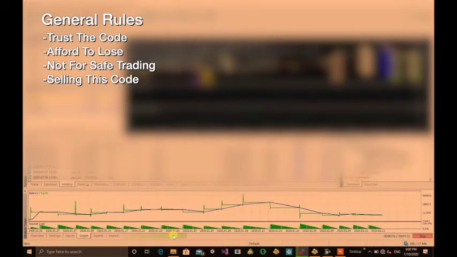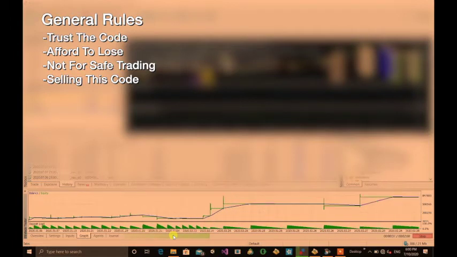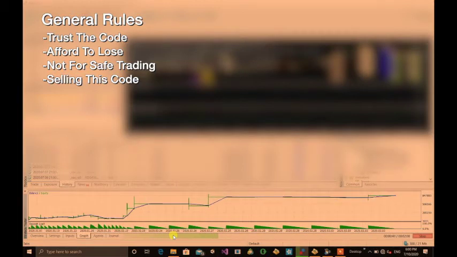This is not specific to my EA, but it's basically general information, what you should expect, and how you should deal with this, and how you should go about it. First off, you should trust the code. Trust the code meaning what? Now you'll be looking at this, making trading, opening positions, closing positions.